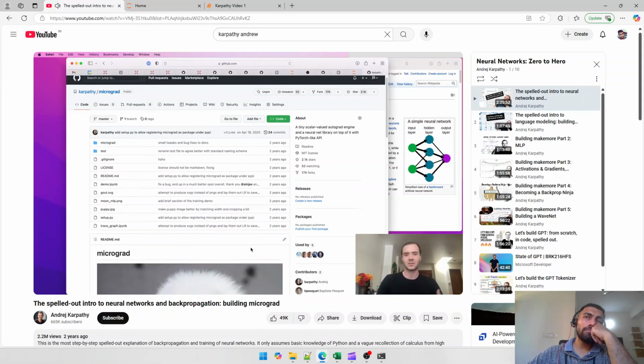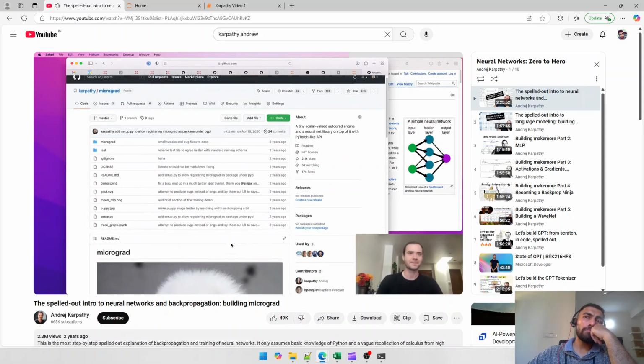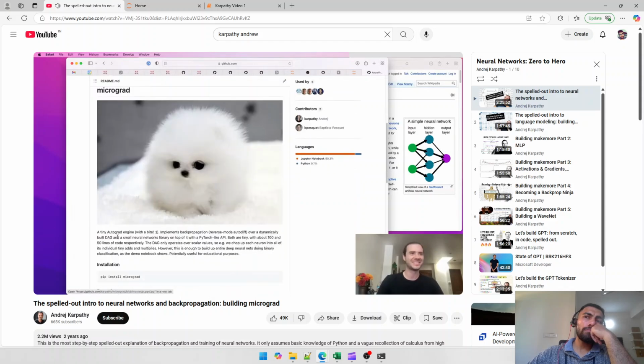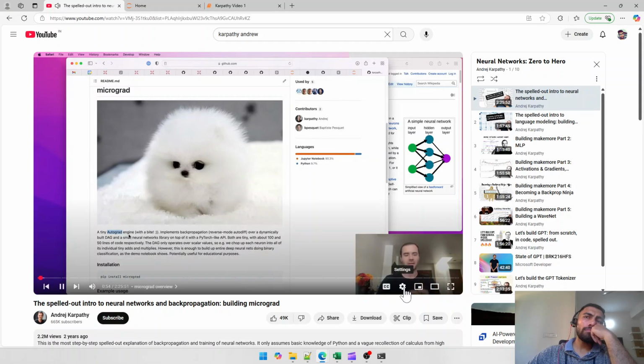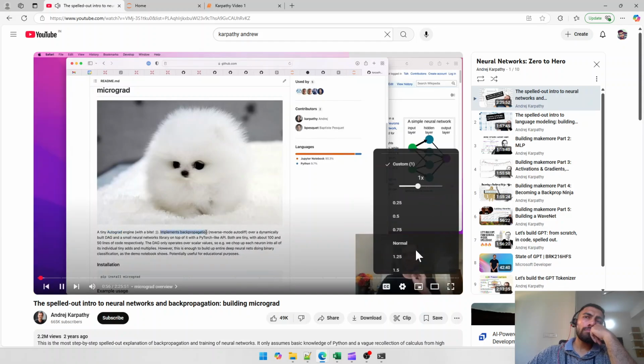So in this lecture, I will take you through it step by step and comment on all the pieces of it. So what is micrograd and why is it interesting? Micrograd is basically an autograd engine. Autograd is short for automatic gradient. And really what it does is it implements backpropagation.